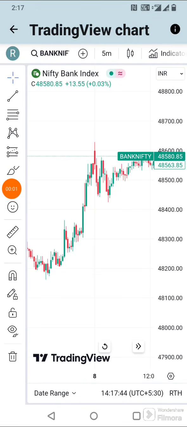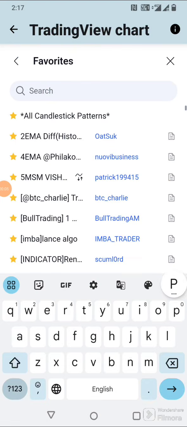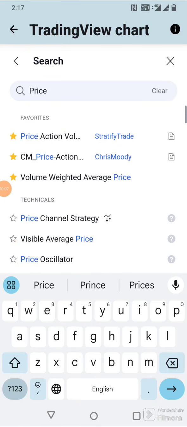Today I am going to share with you one more indicator strategy. Go to tradingview.com. In the indicator section, search "price action volumetric order block".